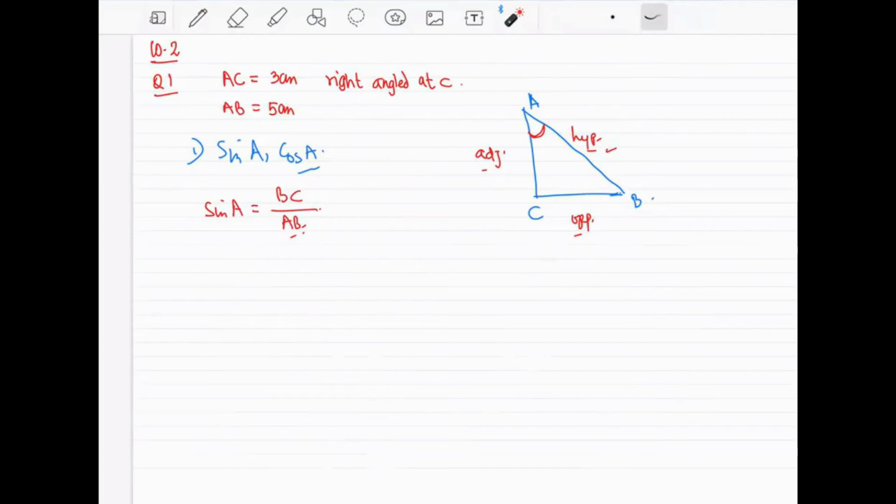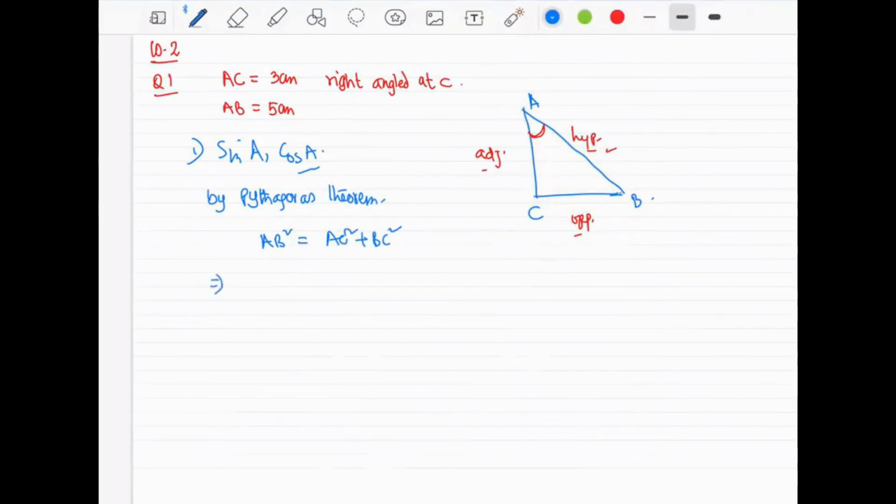So before we come to finding out sine A, cos A, first of all, we need to find the BC by using Pythagoras theorem. So say here, by Pythagoras theorem, write Pythagoras theorem: AB square equal to AC square plus BC square. Hypotenuse square is equal to the sum of the squares of the other two sides.